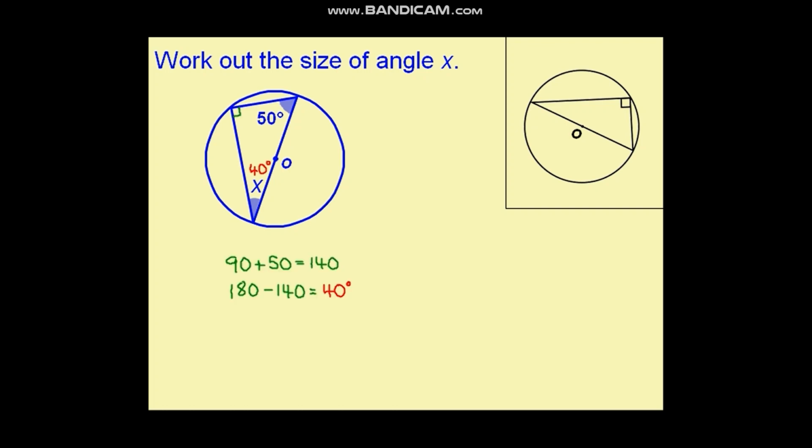Here's the answer. You should have used the circle theorem to realise that this is 90 degrees, and then we've got a triangle which must add up to 180.